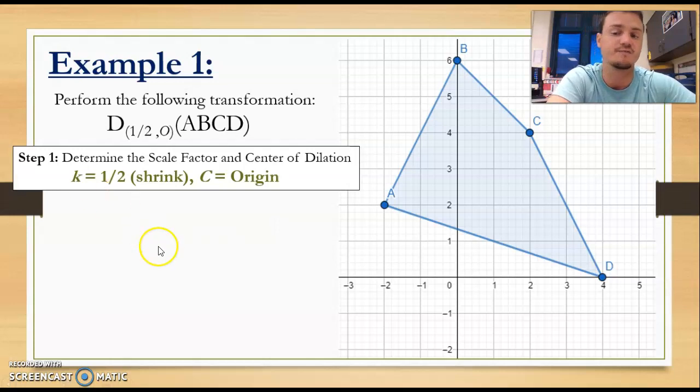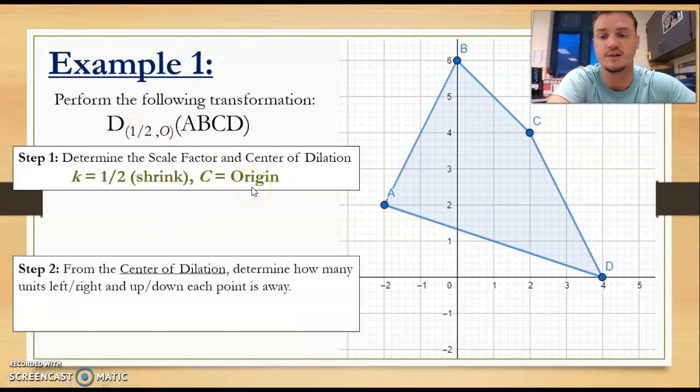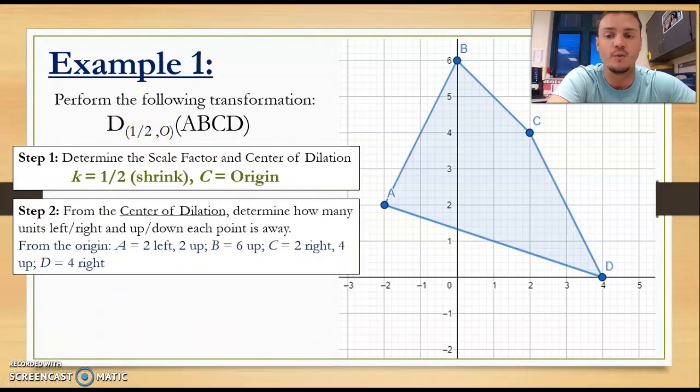So step 1, determine the scale factor and center of dilation. We already did that. So again, our scale factor is 1/2. Origin is our center of dilation. If you want to stick with the traditional way, you can actually just, again, count the number of units left or right each point is. So A is 2 to the left, 2 up. So if we're going to make half that, it'll be 1 left, 1 up. So A prime would be right here. Since B is just 6 up, half of that would just be 3 up. So B prime is going to be right here.